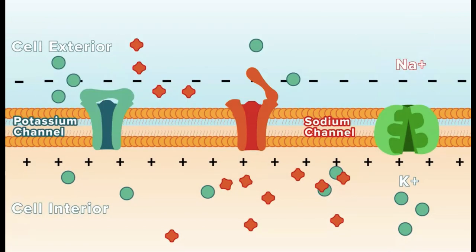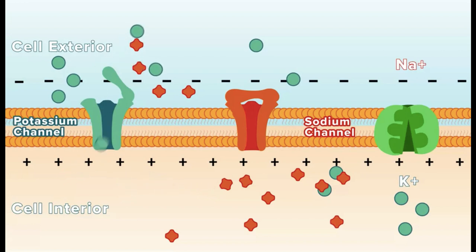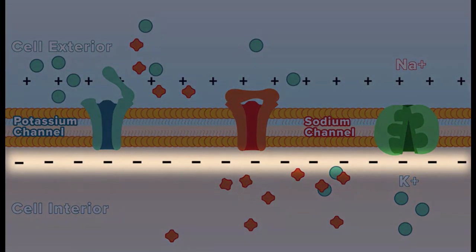During this stage, the channel doors switch. The potassium channels open and the sodium channel doors shut. So potassium ions begin moving back outside the membrane. As these positive ions move out, the inside of the cell becomes more negative again.